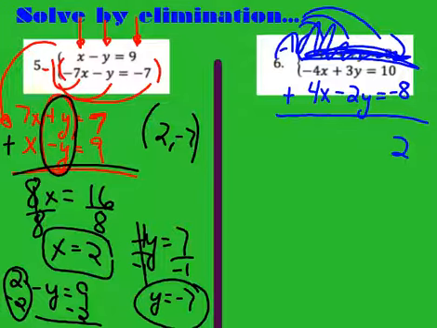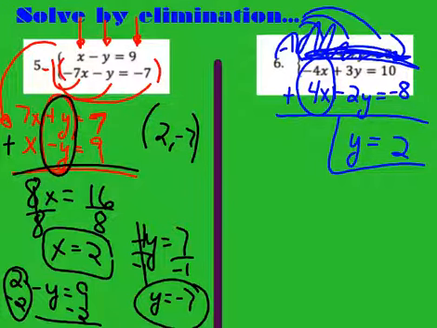10 minus 8 is 2. 3y minus 2y is y. And these go to 0. I love when things cancel out. This is why math is so fun. Let me tell you about it.